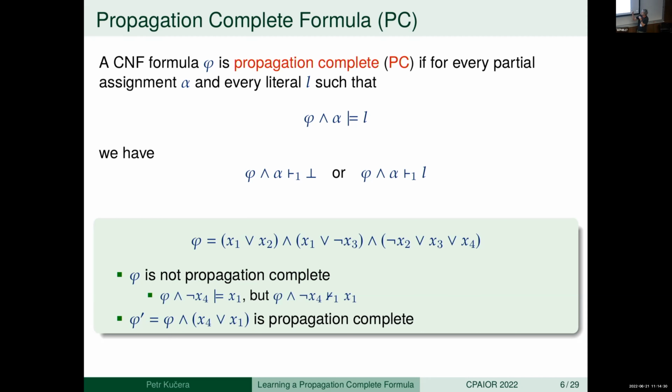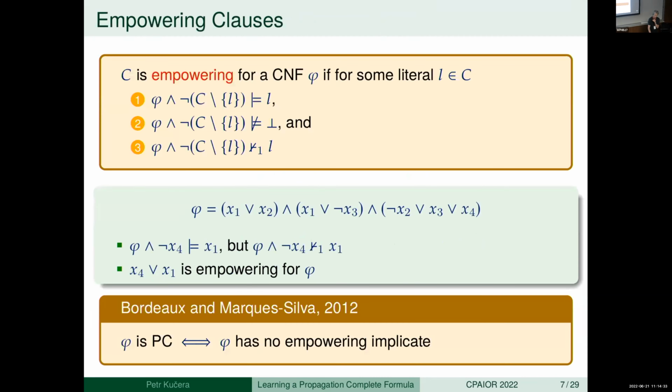And we call these clauses empowering. So an empowering clause is such that it's implied by the formula. Basically, this is the first property. And there's a literal in this clause such that if we remove it from the clause and set all the other literals to false in the formula, then we don't derive a contradiction, but we also don't derive the literal l. So if you look at the first and third condition, it means that the literal is implied, but it's not derived.